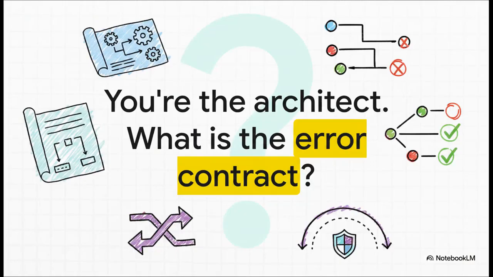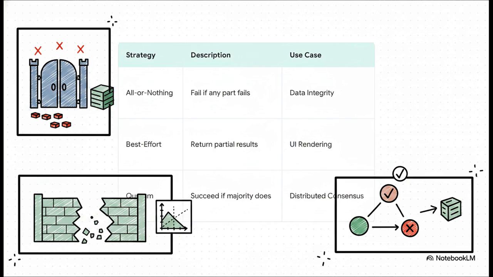So, all of this leads to a huge question that you as the architect have to answer for your system. What is the right error contract for your users? The barrier pattern makes a very specific choice here, but believe me, it is not the only option on the table. The all-or-nothing approach that the barrier uses is absolutely perfect when data integrity is everything. But sometimes a best effort approach is okay. Maybe it's fine to show a product with a price and inventory, but just say reviews are unavailable. Or maybe you need a quorum, where as long as, say, 2 out of 3 services come back okay, you can move forward. The point is, choosing your strategy is a critical design decision.